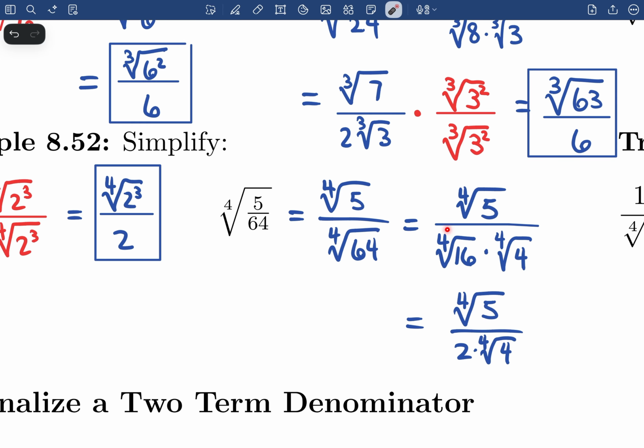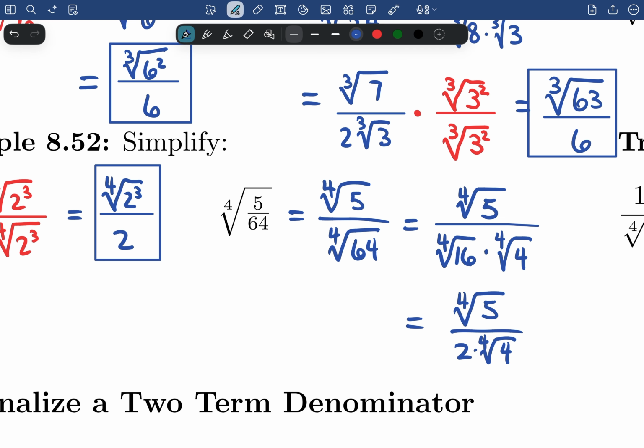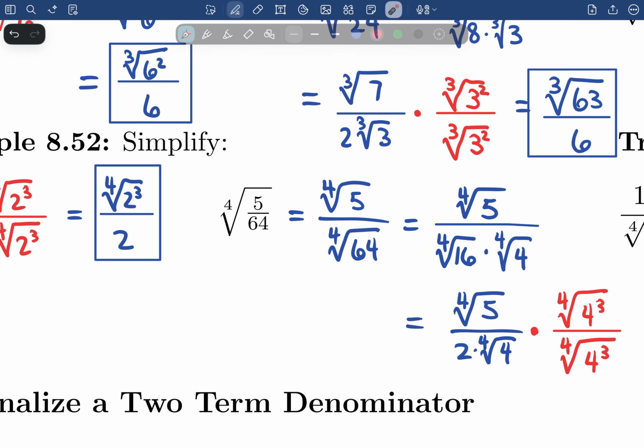And the fourth root of 16 is 2. Okay, next. I still haven't rationalized the denominator all the way, so now I'm going to do it. I'm going to multiply by the fourth root of 4 cubed on bottom and on top. And the question that students always have is, why did you cube 4? Well, because I need 4 4s to be able to rationalize this denominator.